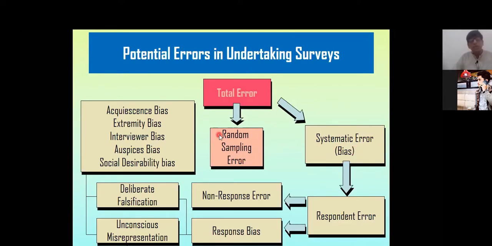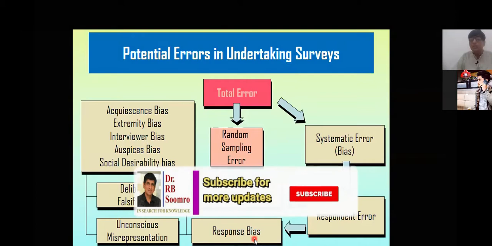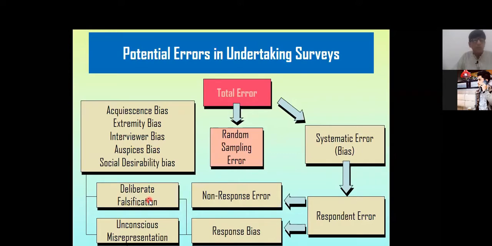Okay, so now this random sampling error ends here, but if you talk about the systematic error, it goes down. That means from the systematic error bias, it generates a respondent error, and the respondent error generates two other errors: non-response error and the response bias. And then response bias again creates these two: deliberate falsification and the unconscious misrepresentation. So these are the two issues when there is bias on the part of the respondent.